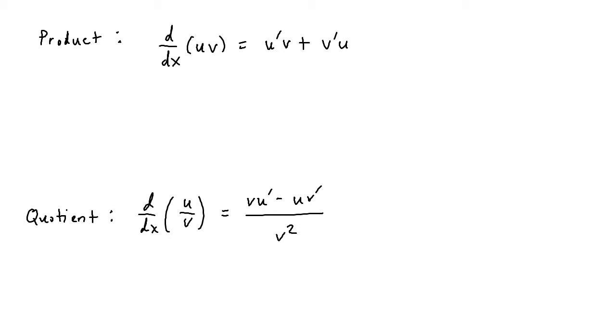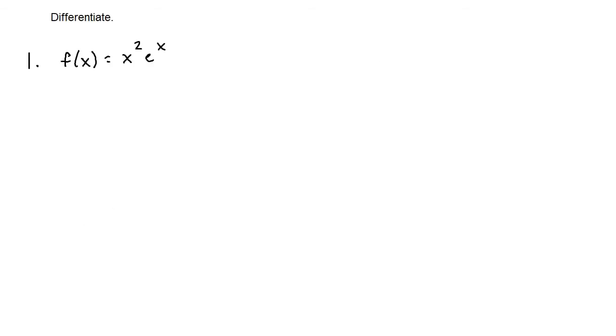So once again, remember, when you have two functions being multiplied or two functions being divided, you have to make sure you use the product and quotient rules. So for example, in the product rule, when you have u times v, you cannot just take the derivative of u, take the derivative of v, and multiply them. You have to use this exact formula. So let's go ahead and differentiate.